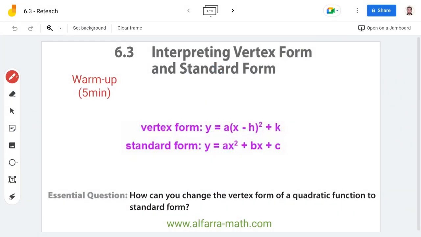Hello everyone. Today we're going to start the last lesson in Module 6, 6.3, Interpreting Vertex Form and Standard Form.